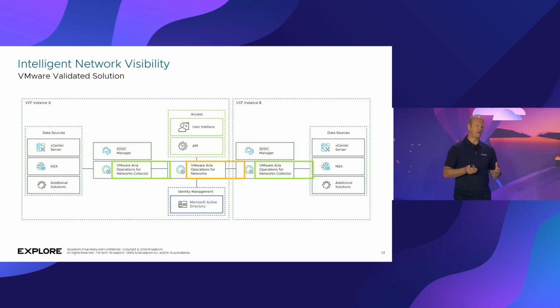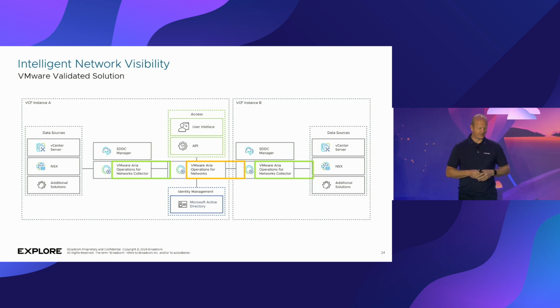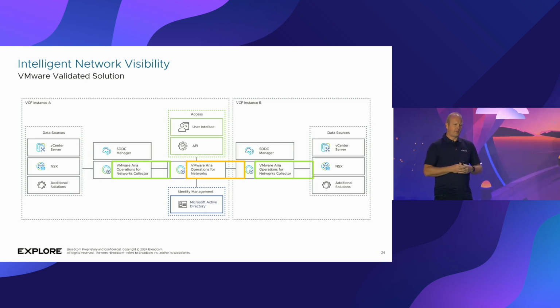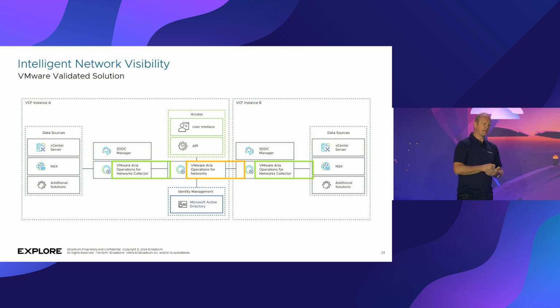So this is all around Aria Operations for Networks. I have to keep thinking about the names. We keep changing names, and trying to keep up is hard. So this is really about implementing our operations for networks, how you would deploy that into the environment, what the collectors are that you need, how you'd place those collectors to be able to pull the data in.